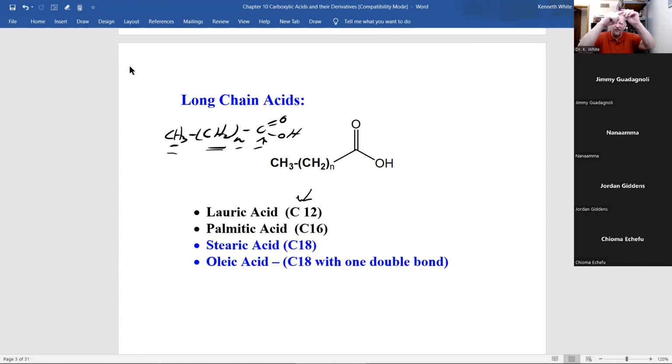I just want to introduce you, say hello, long chain, big carboxylic acids. And why in blue, we'll talk about it when we get into fats and oils.